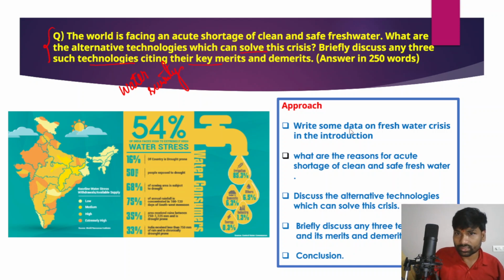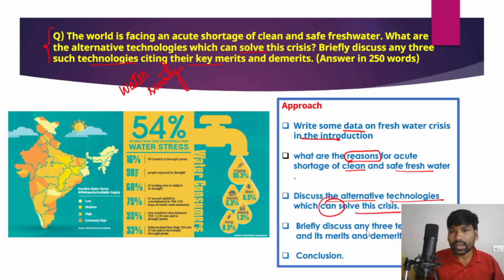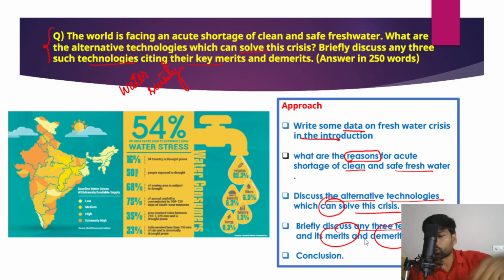So in the introduction, you need to write some data on the freshwater crisis, and then you need to write what are the reasons for acute shortage of clean and safe fresh water, and then discuss alternative technologies that can solve this crisis, and briefly discuss any 3 technologies and their merits and demerits. And you can write the conclusion with an appropriate way forward as well. So this is how you need to approach the question.